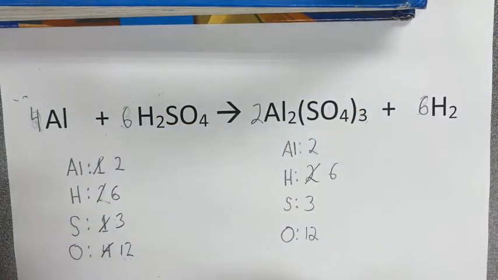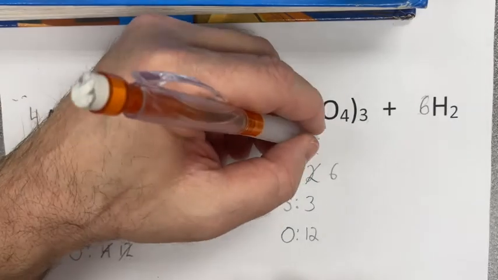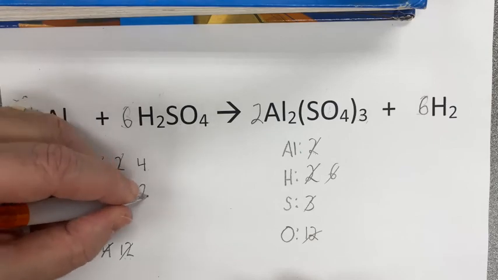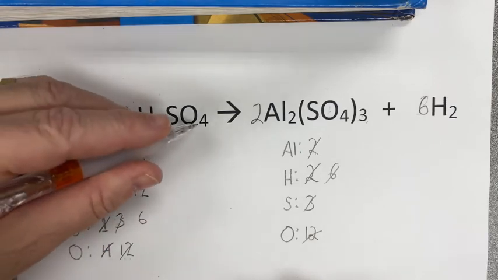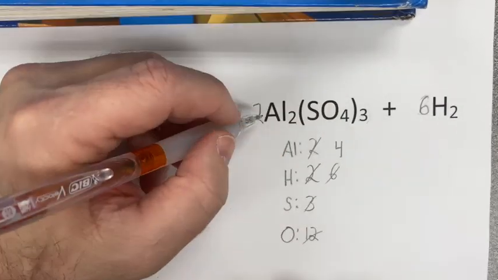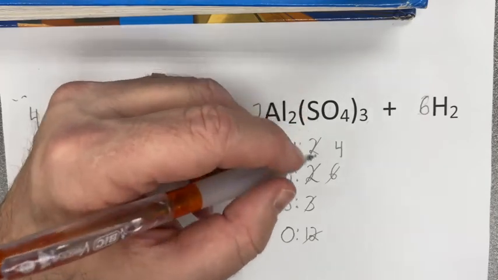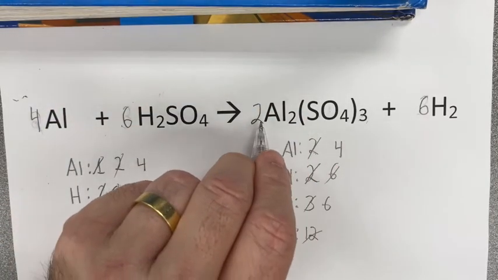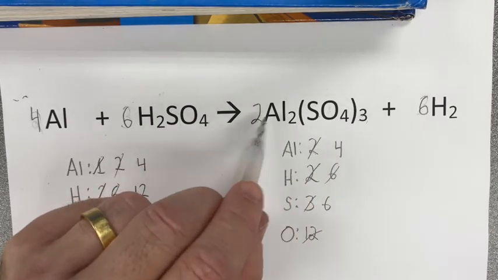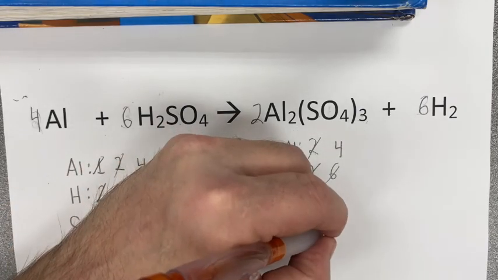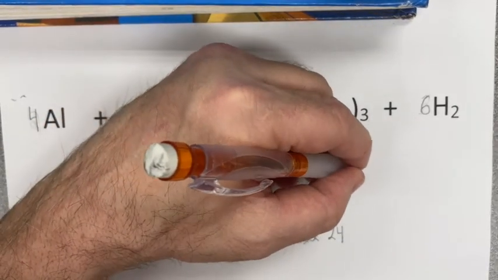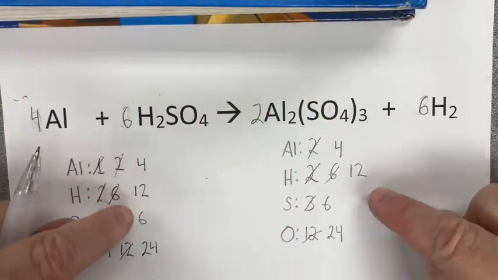Okay? Now, count them up, because all these are going to change now. 4 aluminum, 12 hydrogen, 6 sulfur, 24 oxygen. 2 times 3 is 6 sulfur, because it's going to be 3 sulfurs times 2, because it's 2 of these Al2(SO4)3s. So that's 6 sulfur, and then 2 times 4 times 3 is 24 oxygen. And then 6 times 2 is 12 hydrogen. Now, is it balanced? 4, 12, 6, 24.